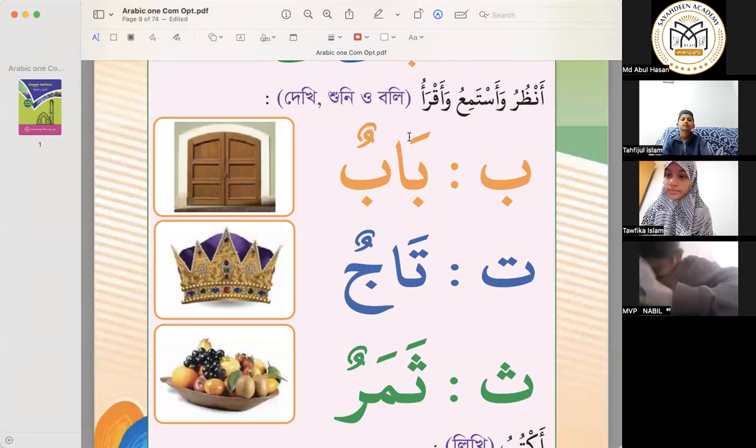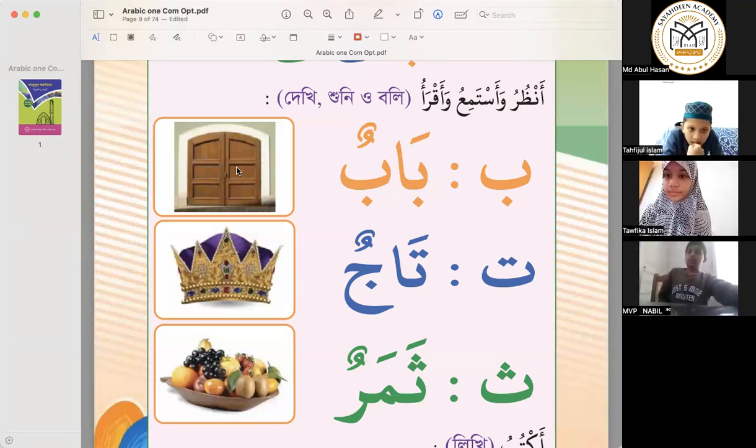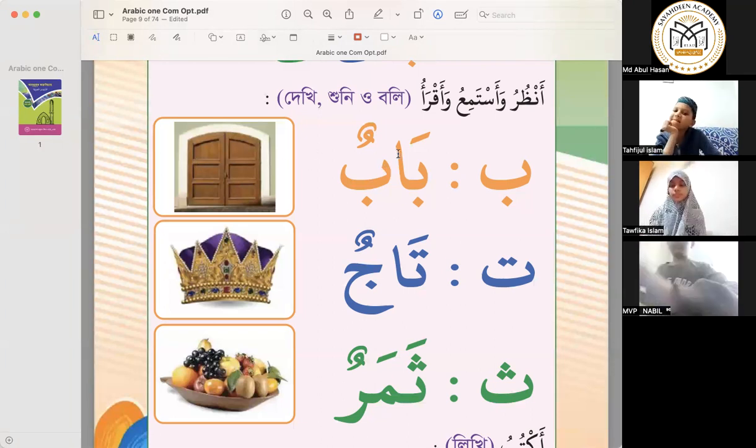Okay. السؤال والإجابة. Questions and answers. So what's this, Taufika? Answer in English. What's this? It's a door. You can say this is a door or it's a door. Fine. So ما هذا. What's this?